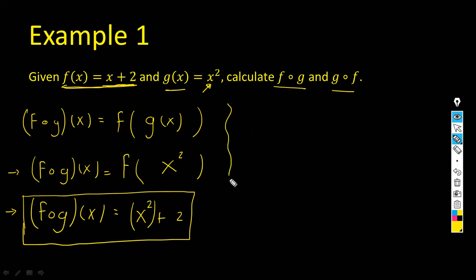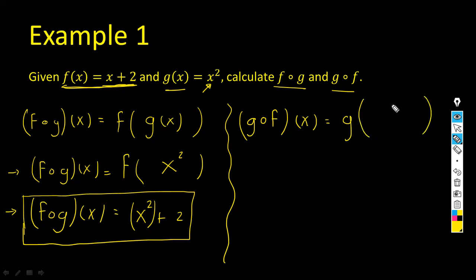Now, let's do the composition of g and f. The order is different. First appears the g, and then the f appears. So let's do this one. g circle f of x is going to be equal to g evaluated in f of x.